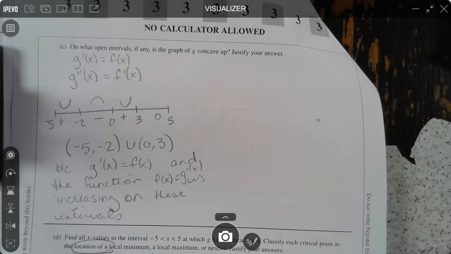On what open intervals is the graph of g concave up? I'm sure you are surprised to know that I did a sign analysis. The previous part was just the point on the graph. It was just 4. 1 point. This was 2 points, and it was just the intervals with the justification. There was no in between. You got it or you didn't. 2 points.